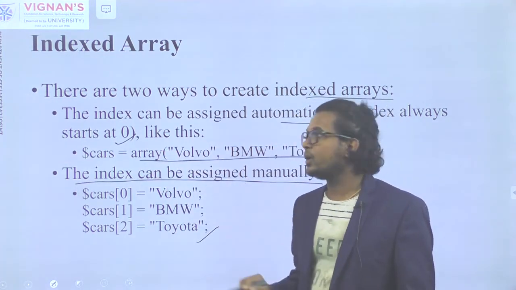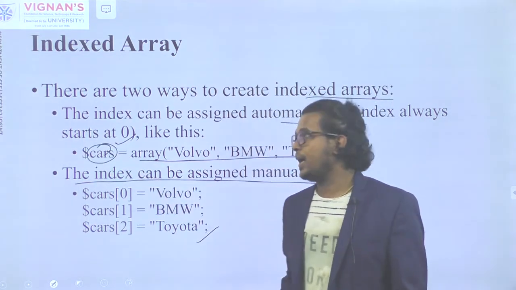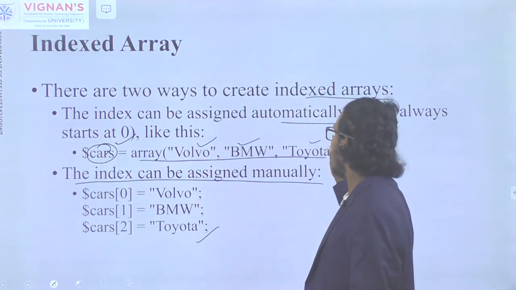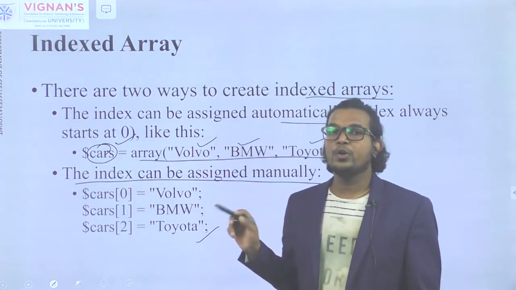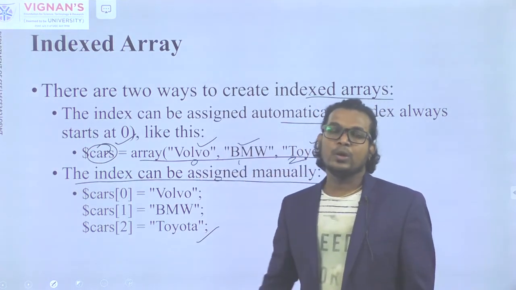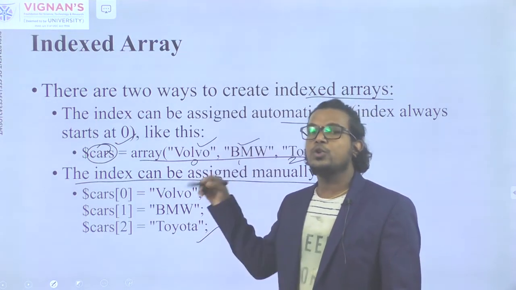You can use this style, where cars is the array name. The array name cars equals array of Volvo, BMW, and Toyota. The index is assigned automatically to that array in the form of the numbers 0, 1, 2.